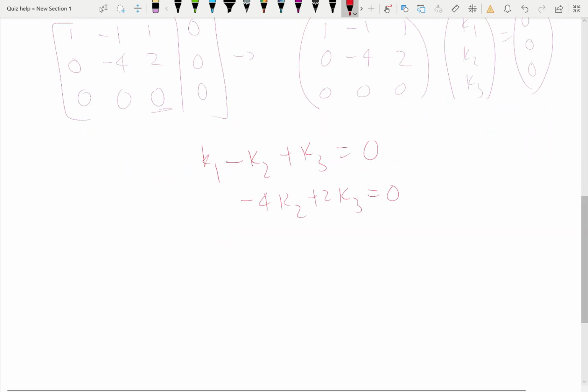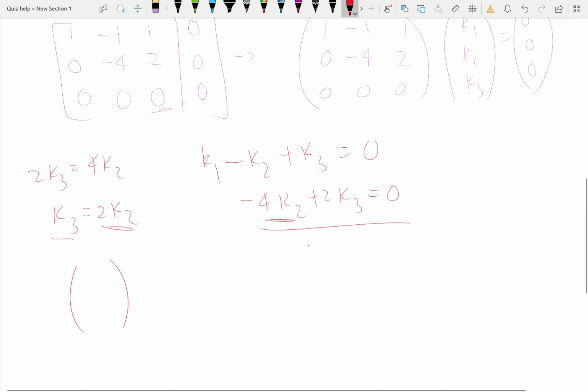This is an unrepeated eigenvalue. So now let's use the second relation. If I take this term to the right, 2k3 is equal to 4k2, so k3, if you divide by 2, is 2k2. So we can choose k2, and then we get k3. What would be a guess for k2? Let's choose 1 for k2. Then k3 will be 2, right? Pretty easy. Now if you use the first equation, k1 minus k2, which is 1, plus k3, which is 2, is equal to 0.